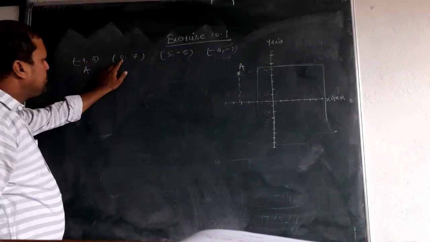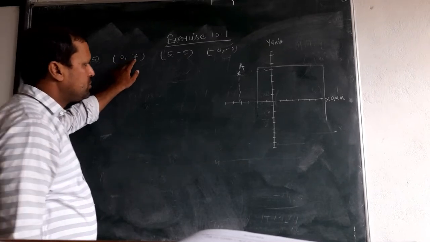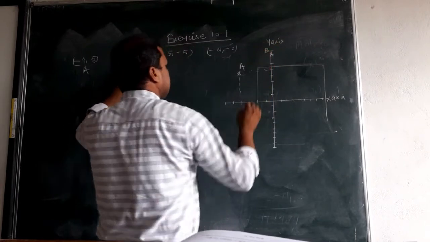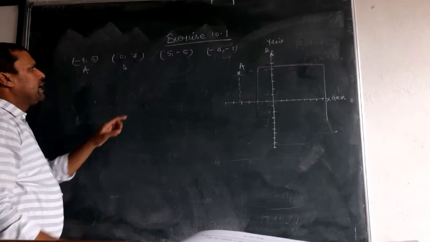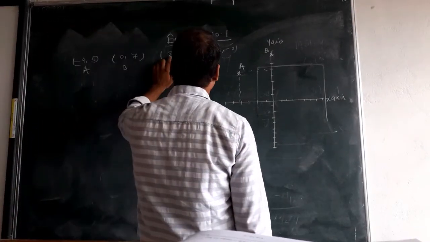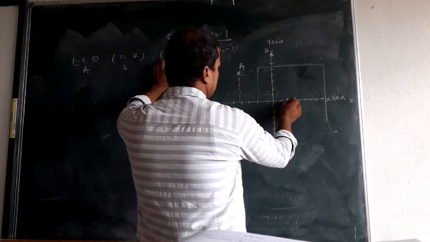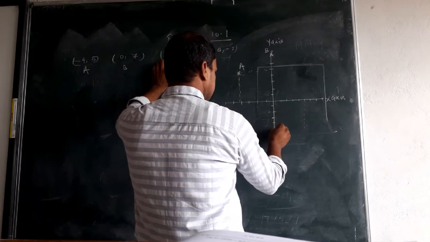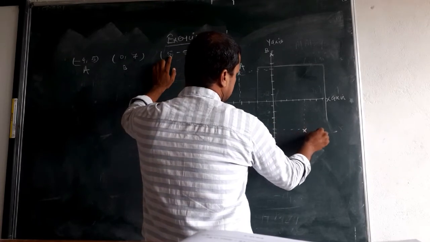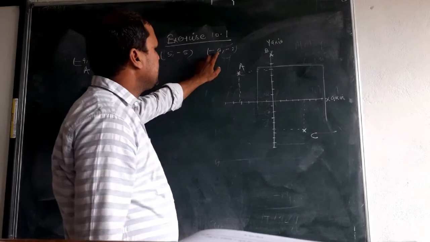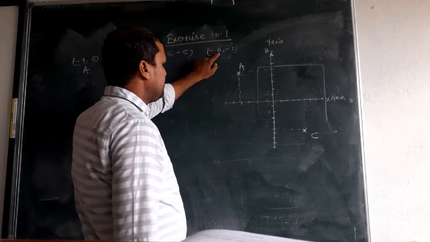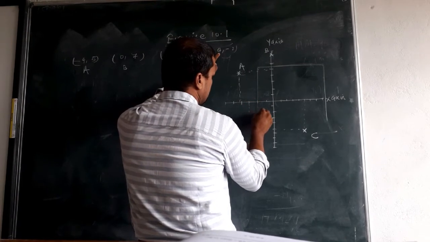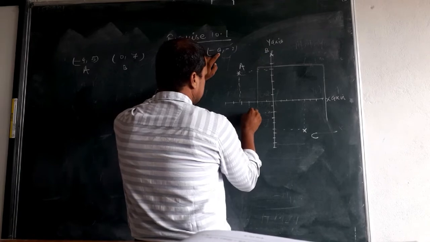Okay, and B is x equal to 0, y equal to 7. So 5, 6, 7. This point is B. And C, x equal to 5, y equal to -5: 1, 2, 3, 4, 5, 1, 2, 3, 4, 5. This point is C. And the last point is D, that is x equal to -4 and y equal to -4. This point is D.